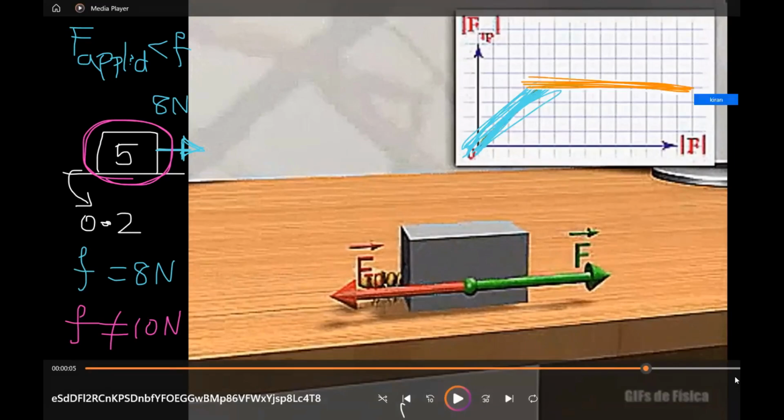But what is B doing? It is applying more force, but still the friction value is constant, not increasing more than that certain value, that 10 Newton. Clear? Any doubt?